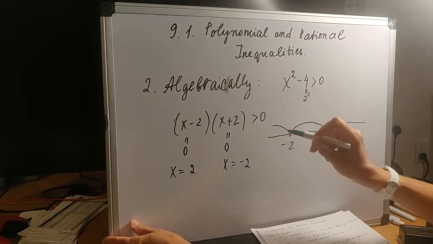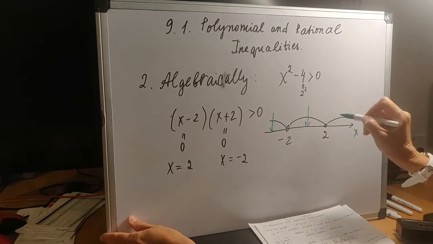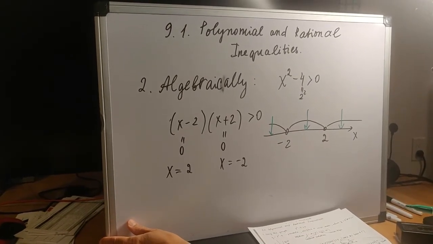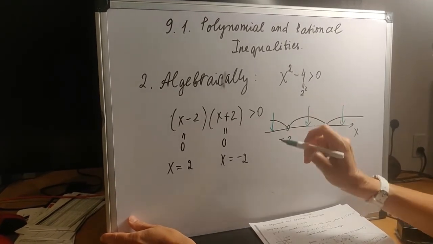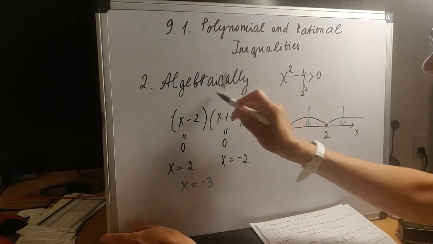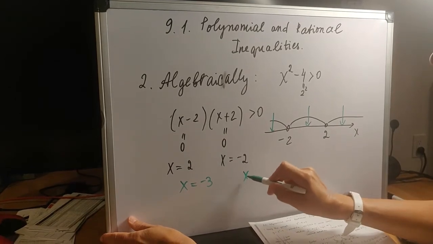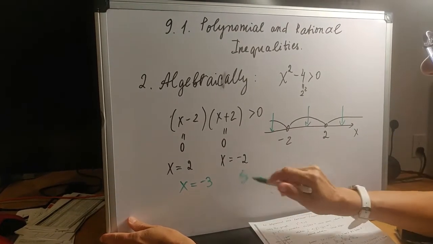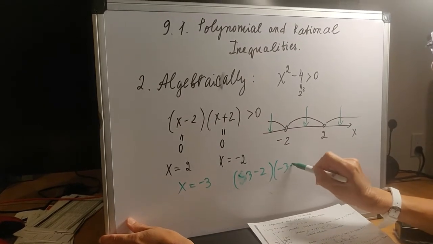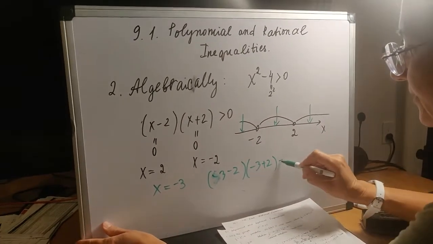So I'm going to plug in one point from here, one point from here, and one point from here. I'm going to start plugging in the point from over here. I'm going to use the point x equals negative 3. If I plug it in over here, I'm going to get minus 3 minus 2 by minus 3 plus 2. Well, this is minus 5.